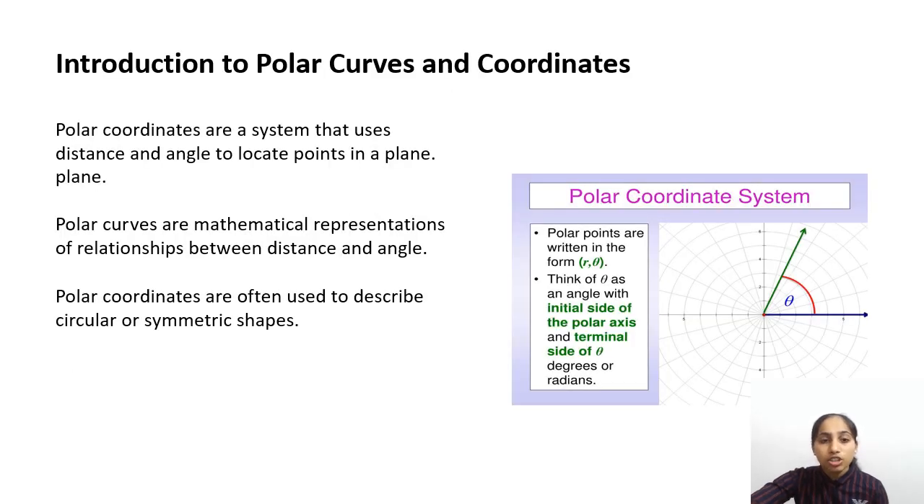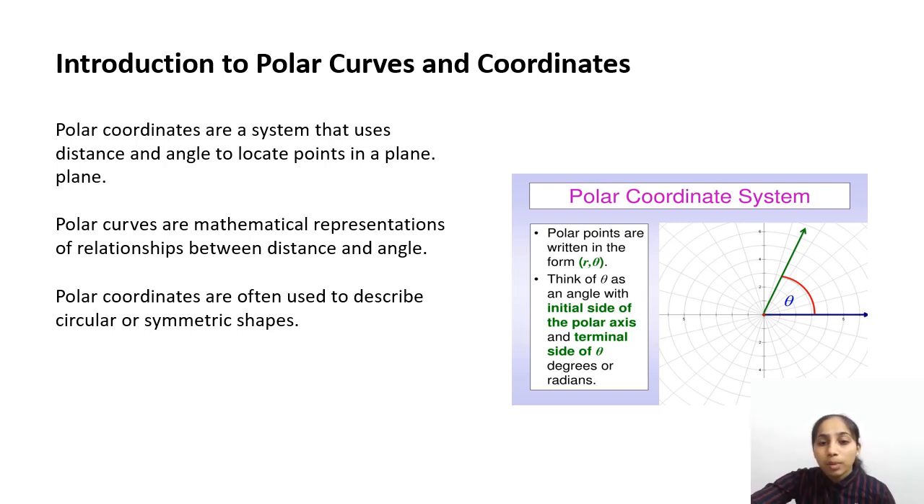In the introduction to polar curves and coordinates, polar coordinates are systems that use distance and angle to locate points in a plane. Polar curves are the mathematical representation of the relationships between distance and angles. Polar coordinates are often used to describe circular or symmetric shapes. In the following picture, we can see the polar coordinate system.